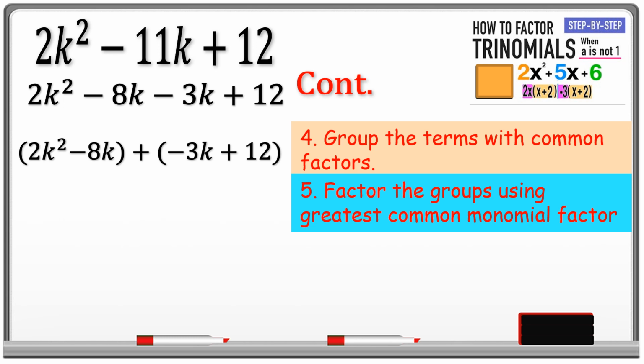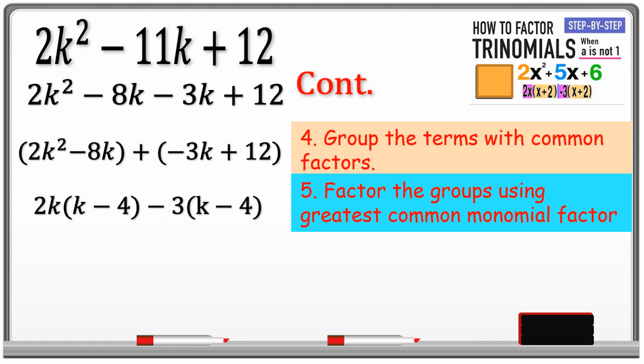Step 5, you factor the groups using the greatest common monomial factor, or the GCMF, or you find the common monomial factor. So, you need to have your skills in finding the CMF of the given polynomials. So, here, the common factor in 2k squared minus 8k is 2k. That's why we take it out of the parentheses. And the remaining factors are k and negative 4, or k minus 4.